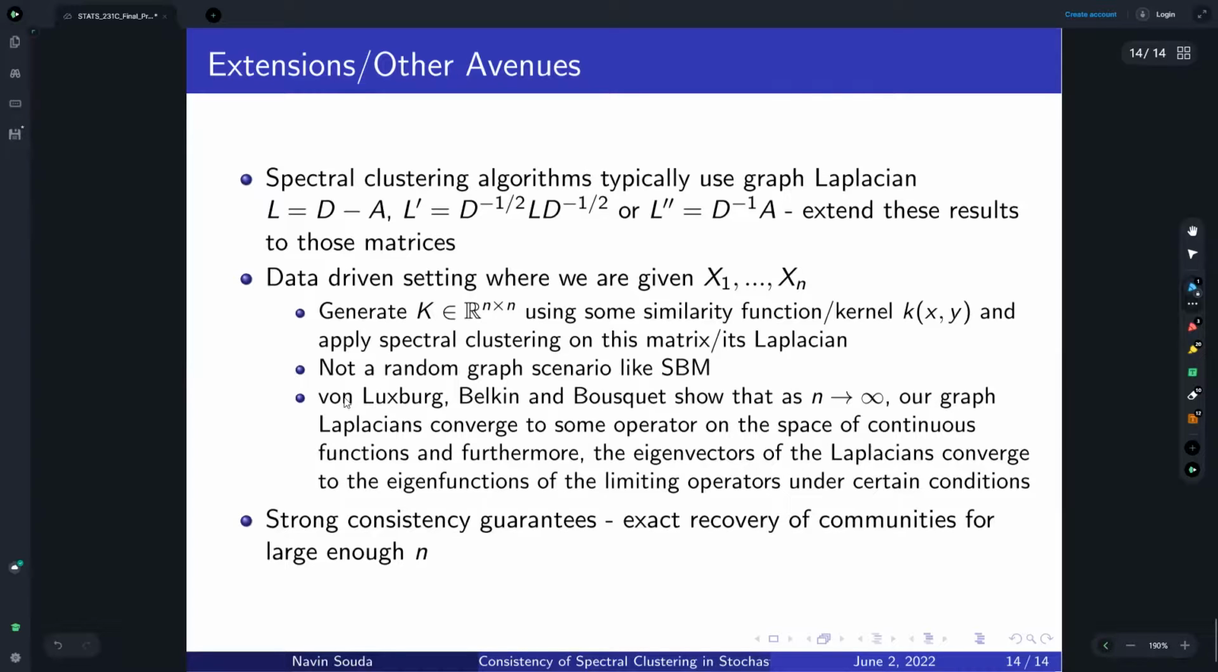And then in particular, von Luxburg, Belkin, and Bousquet in their paper show that as n approaches infinity, the graph Laplacians converge to an operator on the space of continuous functions. And furthermore, the eigenvectors of the Laplacians converge to the eigenfunctions of these operators under certain conditions. And then the last thing that you could think about is strong consistency guarantees. Strong consistency in this case basically means that we get exact recovery of communities for some n large enough.